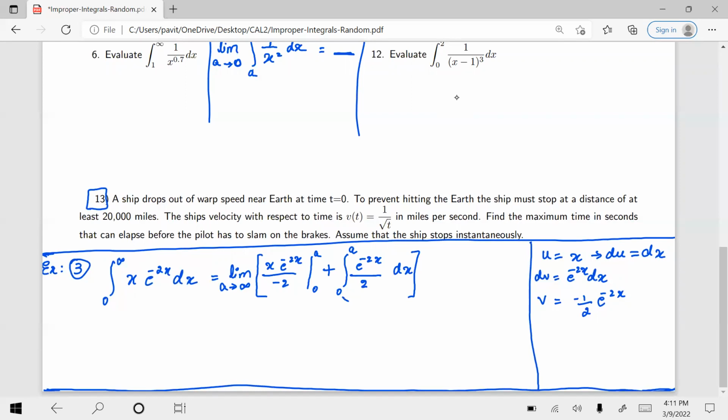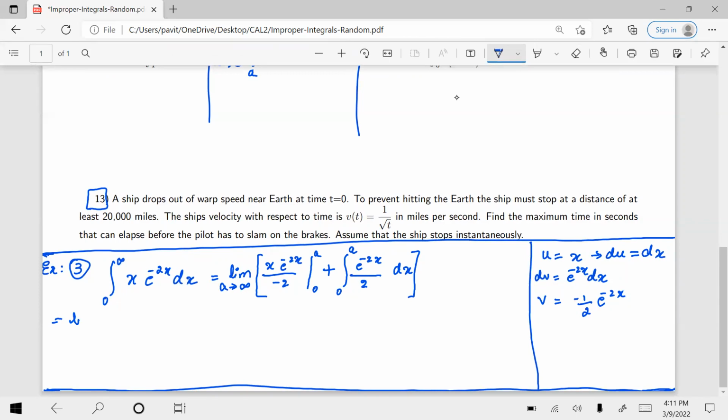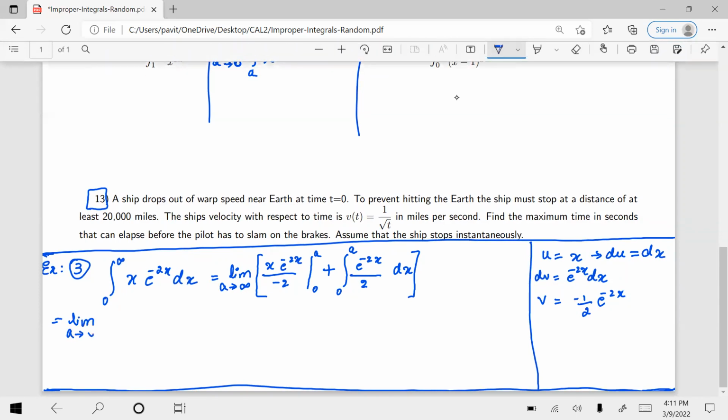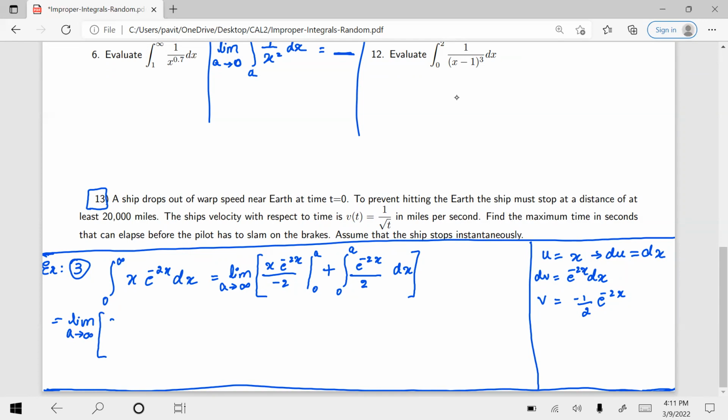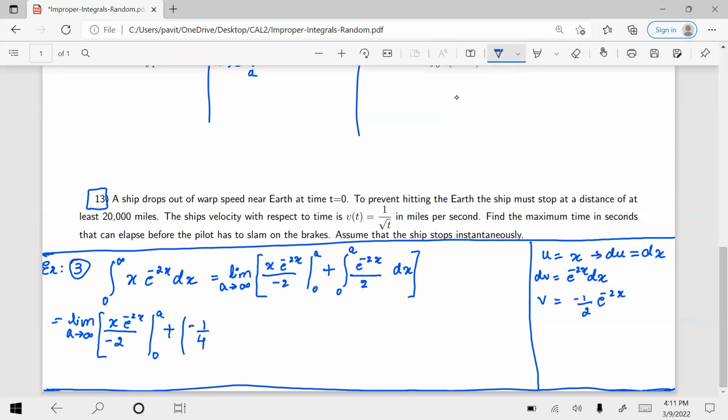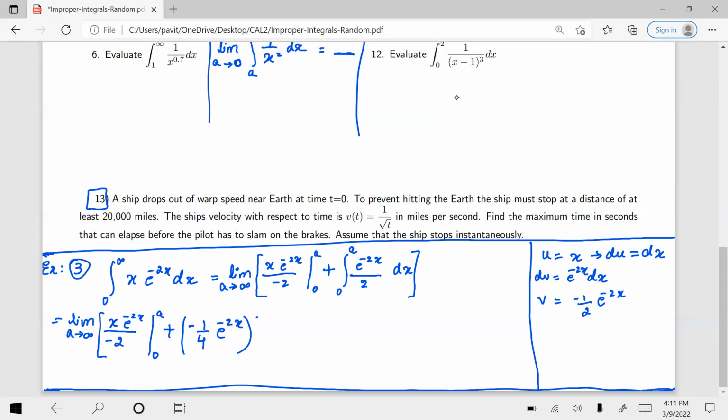Okay, now we need to solve this integral. I can do that in the next step. So limit a tends to infinity, x e power minus 2x divided by negative 2 from 0 to a plus integral e power minus 2x will just increase the constant. So that will give me negative 1 by 4 e power minus 2x, 0 to a.